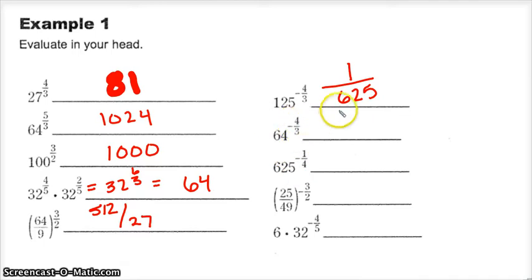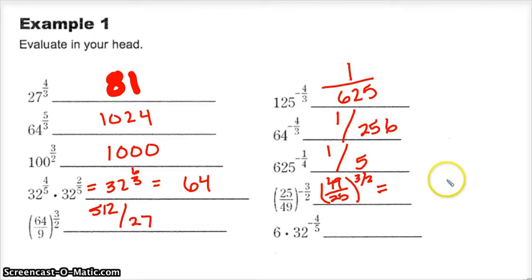64 to the negative 4/3 power will be 1 over 256. 625 to the negative 1/4 power is 1 over 5. Alright, since, like I said, I'm essentially taking the reciprocal, I can go ahead and flip my fraction, 49 over 25, and then raise it to the 3/2 power. By flipping my fraction, I have essentially gotten rid of the negative exponent.